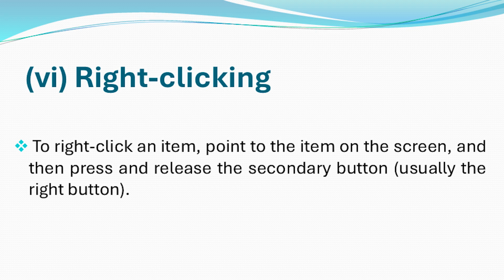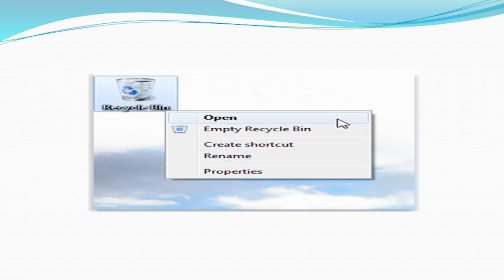Right-clicking. To right-click an item, point to the item on the screen, and then press and release the secondary button, usually the right button. Right-clicking an item usually displays a list of things you can do with the item. For example, when you right-click the recycle bin on your desktop, you'll see a menu with options to open it, empty it, delete it, or see its properties. If you're ever unsure of what to do with something, right-click it. Right-clicking the recycle bin opens a menu of related commands.